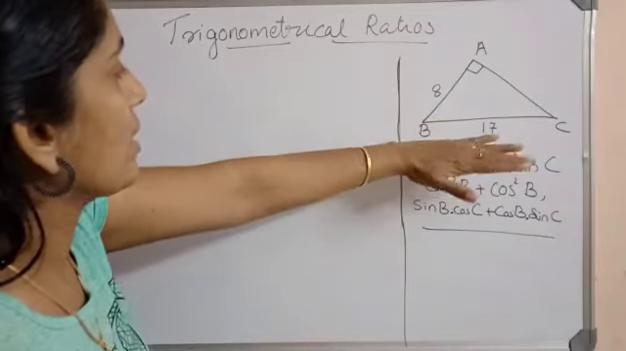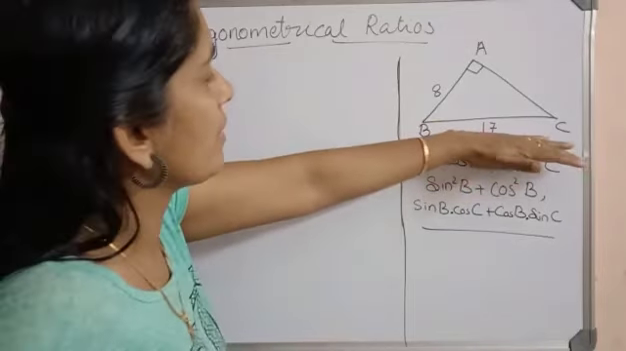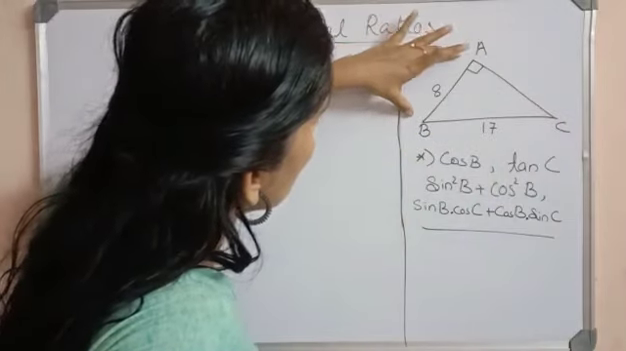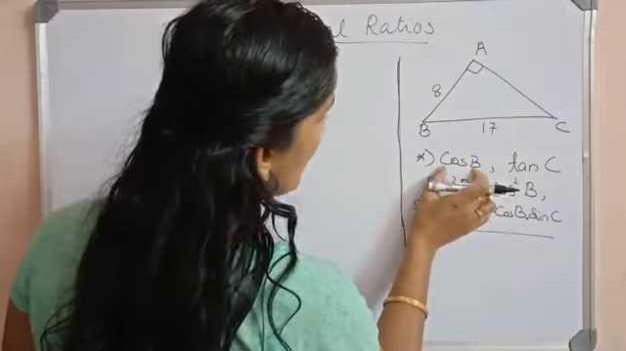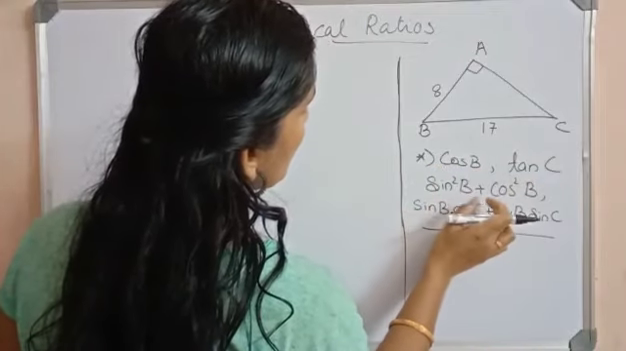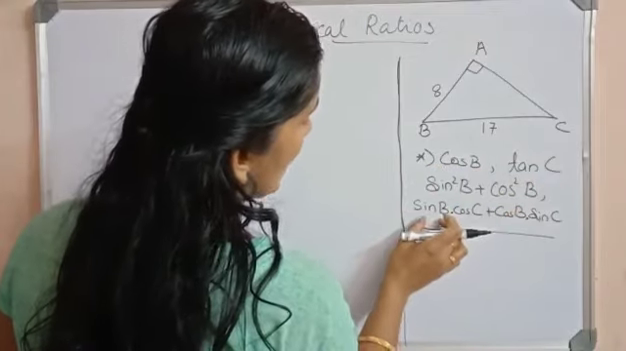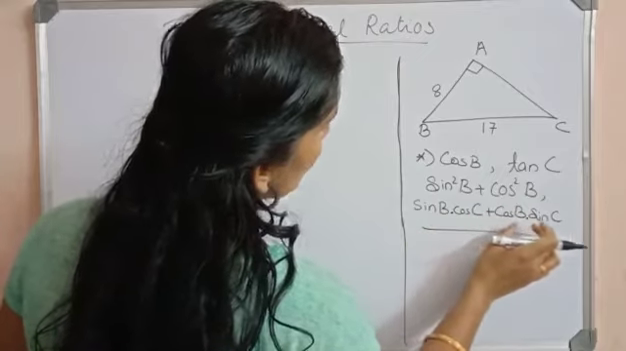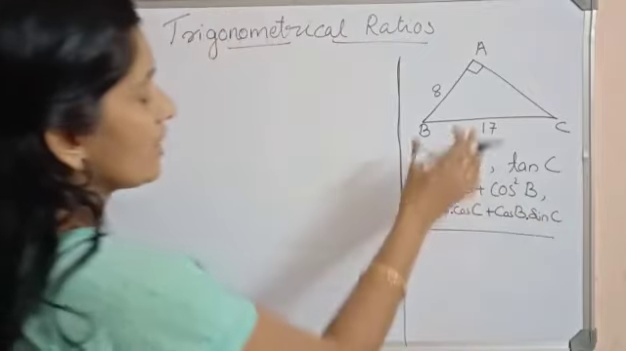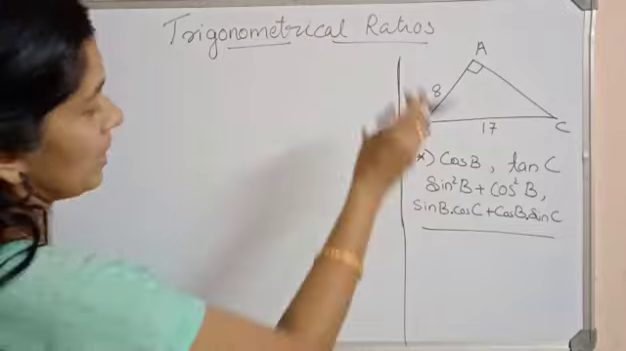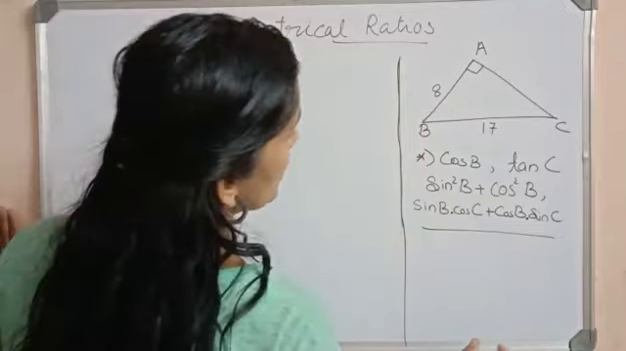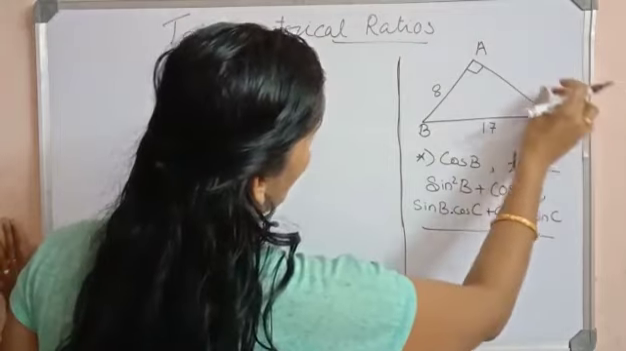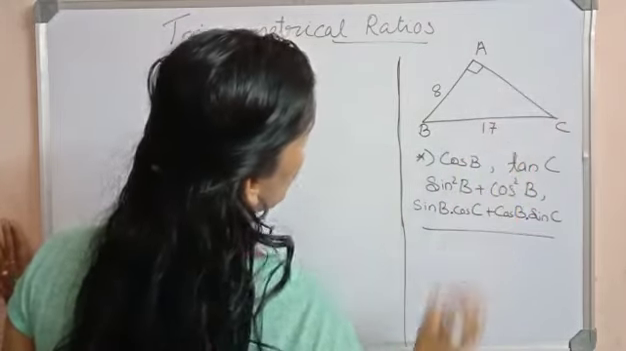Consider the next question. Triangle ABC is given. AB is 8 centimeter, BC is 17 centimeter. We need to find cos B, tan C, sin square B plus cos square B, sin B into cos C plus cos B into sin C. These are the values we need to find from the single question itself. So here first we need to find the missing side. So AC, the value of AC, we don't know what is that.